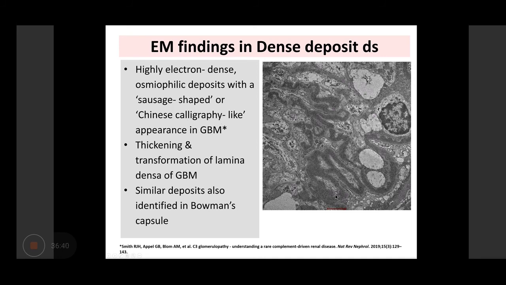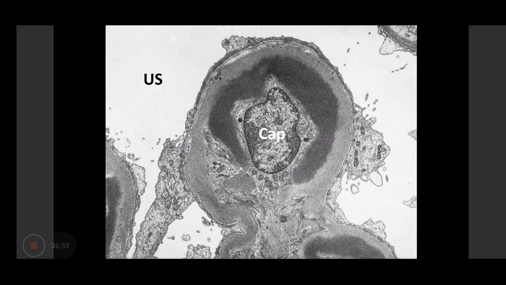So whenever you see this kind of sausage-shaped, Chinese calligraphy-like pattern in the GBM, this is a diagnostic feature for dense deposit disease. This is a high-power view of another peripheral capillary wall here. You can see this is the outer layer with the podocytes showing diffuse effacement. And then in the substance of the basement membrane, you have this deposition of electron dense material, very classical for dense deposit disease.